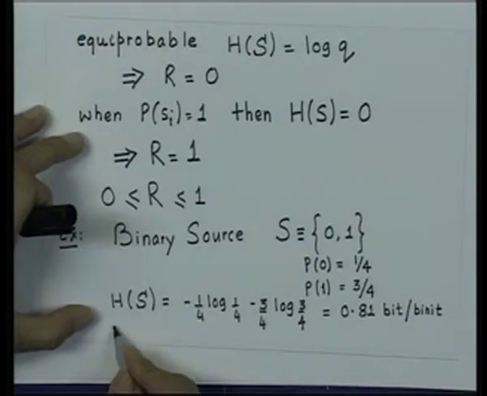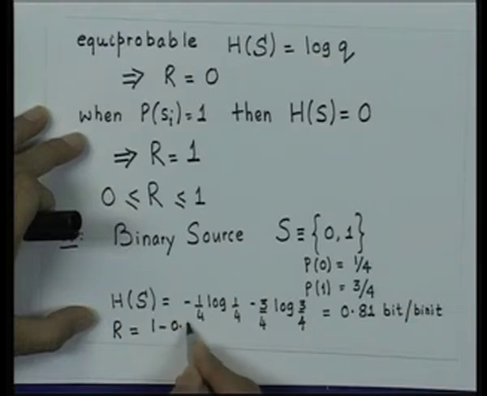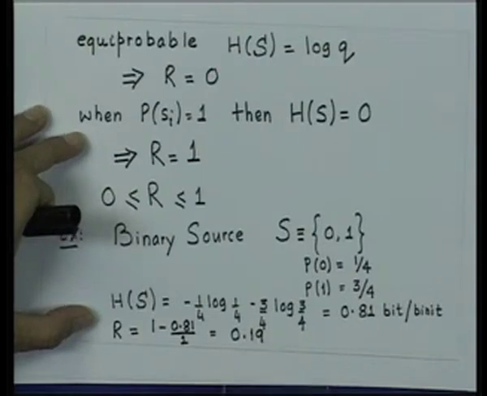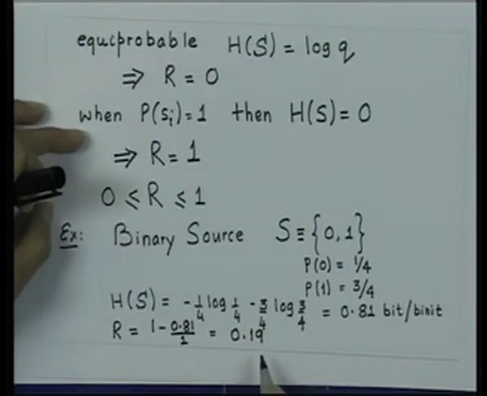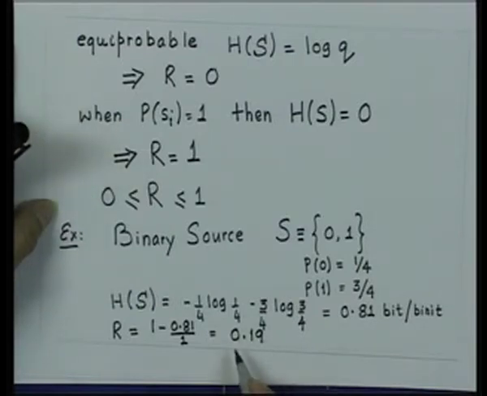For this source, my redundancy would be 1 minus 0.81 upon log q, which would be equal to 1. So, the value which I get is 0.19. So, I can say that roughly there is a redundancy of 19% in the source S.